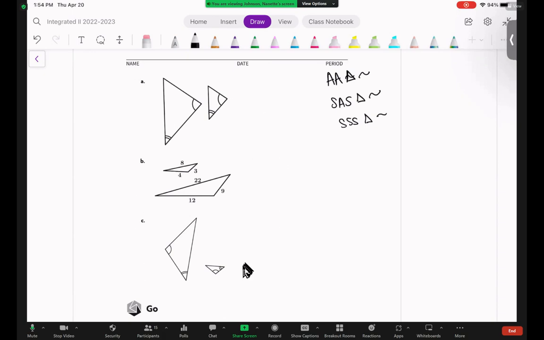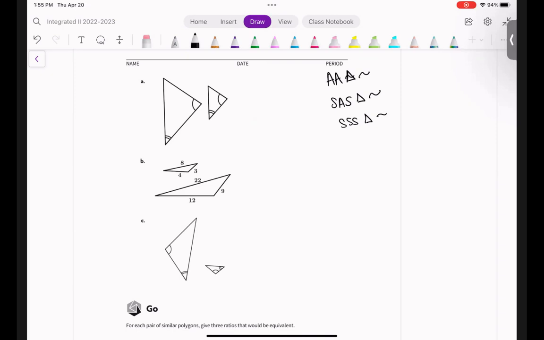Some of you are already like, oh, I see some of them. You're right, you do. As soon as you see one that you think is AA similarity, you're just going to say AA similarity. That's it. These two are similar. Why? Because of AA similarity. I will just tell you, these two are similar because of AA similarity. Do you guys all see this angle matching up with this one, and this one matching up with this one? That's why they're similar. Okay, so I need you to figure out B and C. These are the most important ones. You will see one of these on the quiz and the test. All right, really good job today.